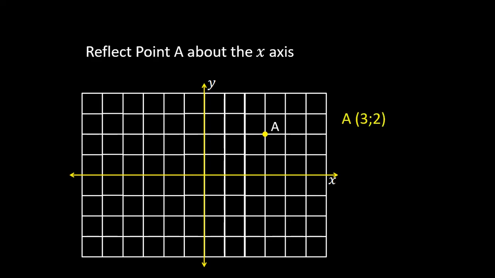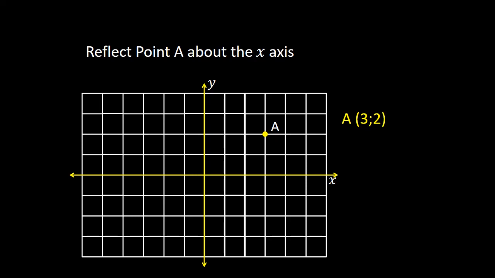Well, point A, hopefully you can see, is (3, 2). And now we have to reflect it about the x-axis. So remember, that's the x-axis, the flat one, or the horizontal, or the left and right axis. And that's where we are reflecting.